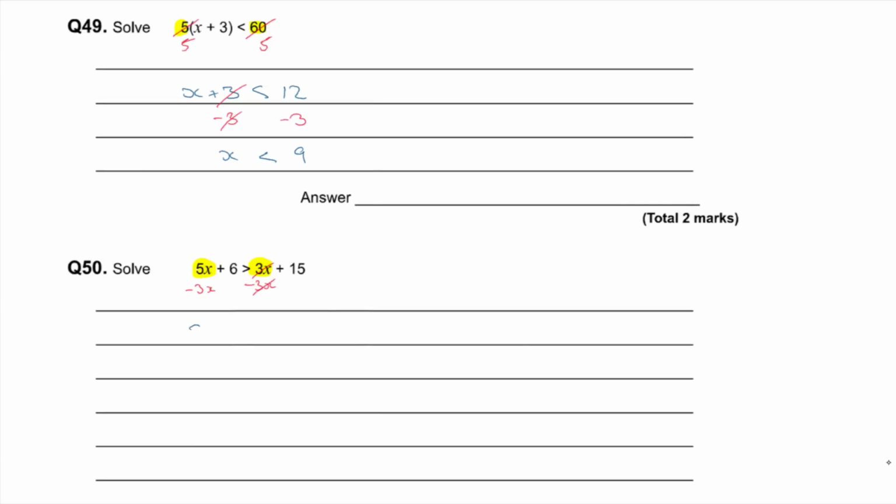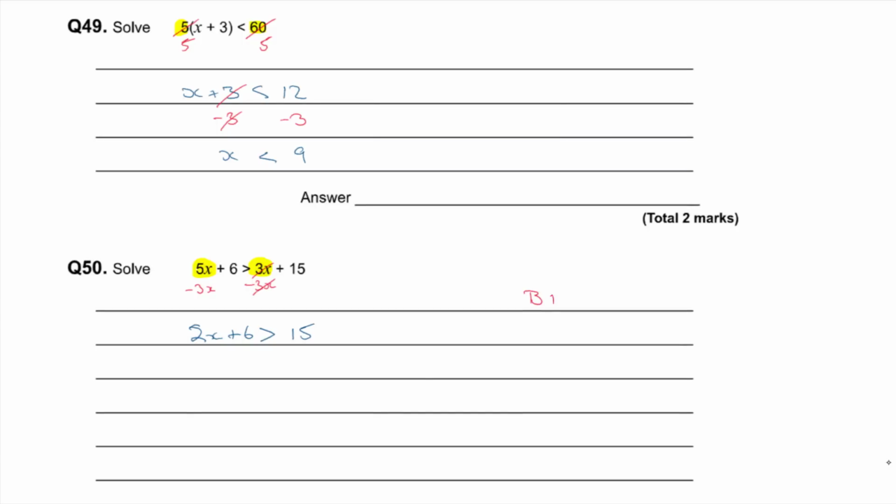So that's going to give me 2x on the left. I've still got the plus 6 because I haven't done anything with that yet, and that's greater than 15. Okay, so now I need to just simplify 2x plus 6 is greater than 15.